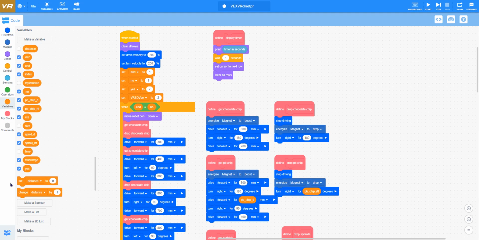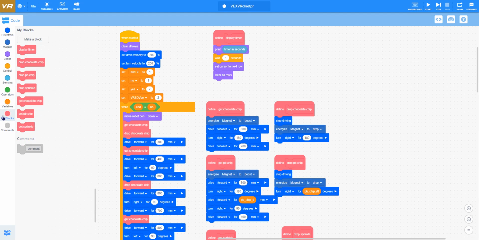And then my blocks are a display timer, a drop chocolate chip, a drop peanut butter chip, drop sprinkle, get chocolate chip, get peanut butter chip, get sprinkle.